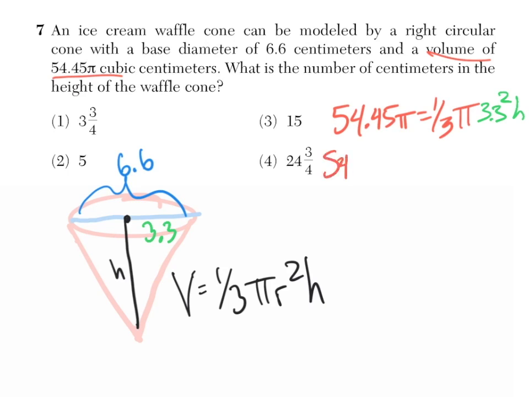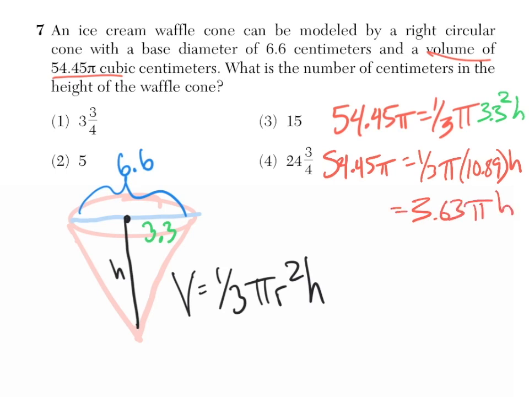I know that if we simply carry this down and simplify, the radius squared is going to give us, once we pop this in our handy dandy calculator, 10.89 times the height. And when we divide 10.89 by 3, or multiply it by 1/3, that's going to give us 3.63 pi h. Okay, simply carrying this down.